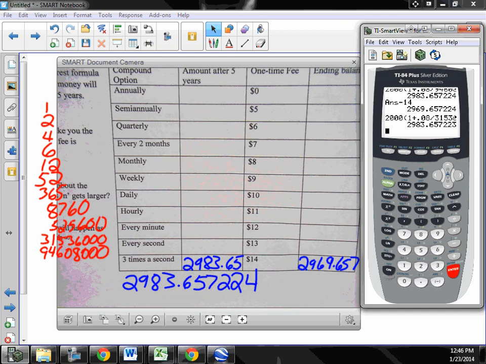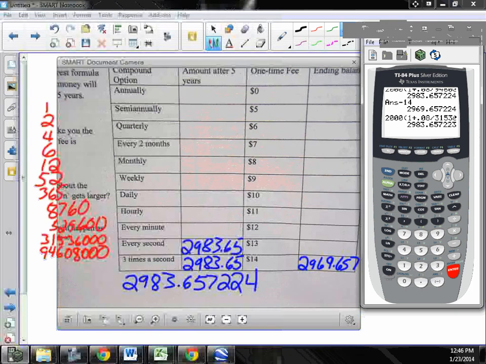Well, so these two numbers are the same. I mean, they're not going to pay you 1/1,000,000th of a penny. But why is every second a better deal? They charge you less in fees. So you're actually going to make a dollar more if you use the every second as opposed to the 3 times a second. So go back up, fill out the rest of that chart and all the ending balances, and then answer the questions on the left side.